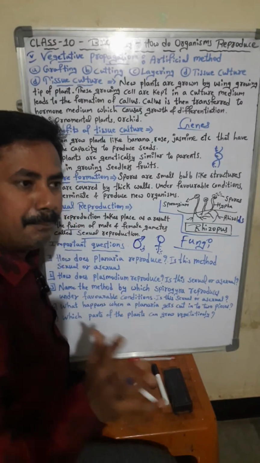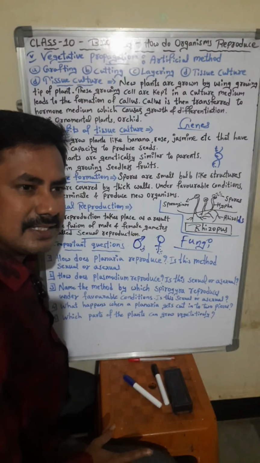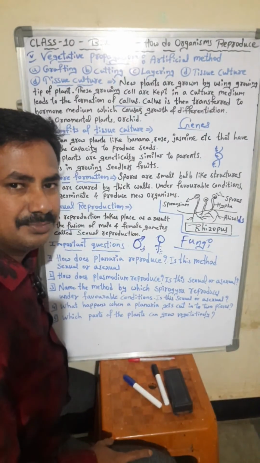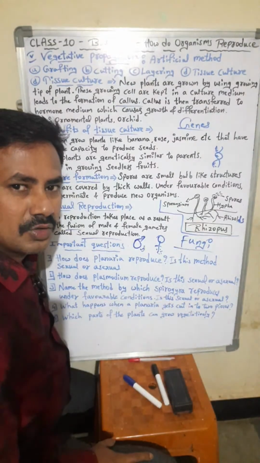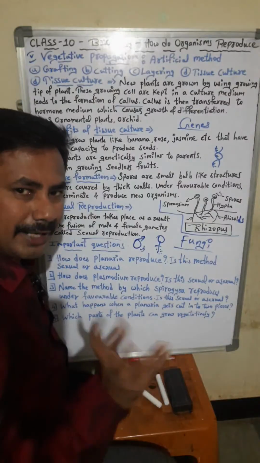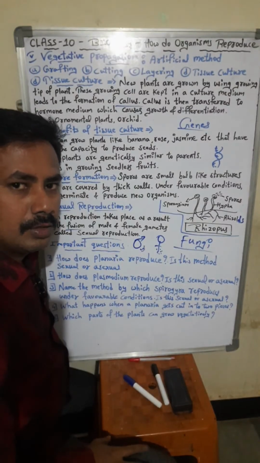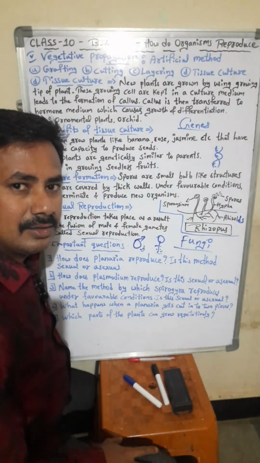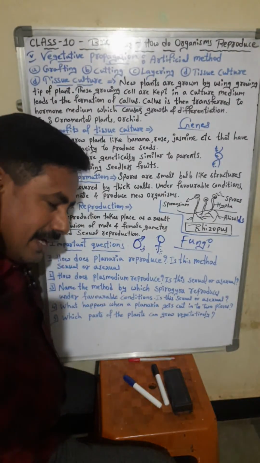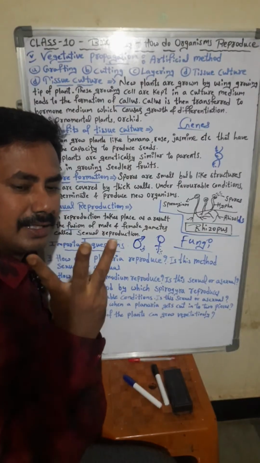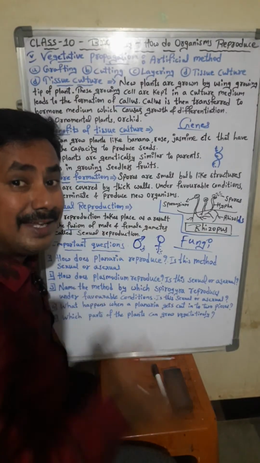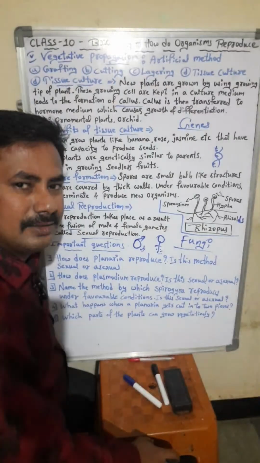By the roots, examples are sweet potato and dahlia, which we have seen. With the help of stem, tuber, potato tuber, ginger is an example. By the leaves, okay, I got it, understood. The vegetative propagation, natural method: by the roots, by the stem, by the leaves.